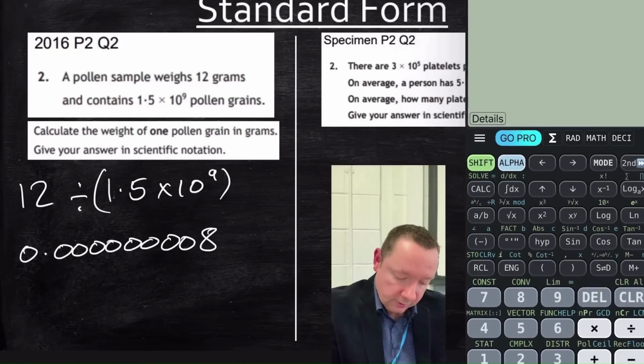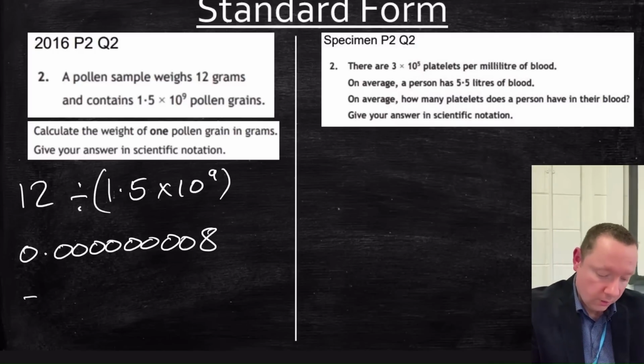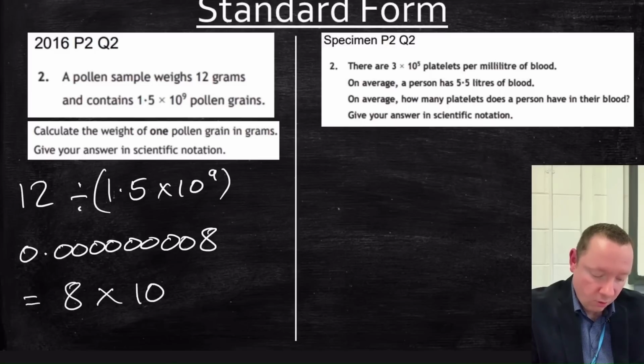0.00000008. I have to give my answer in scientific notation or standard form. So I just do that in the same way. 8 times 10 to the power of minus 9, counting 1, 2, 3, 4, 5, 6, 7, 8, 9 places.